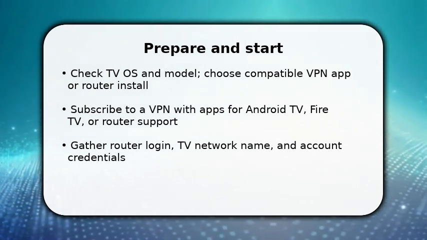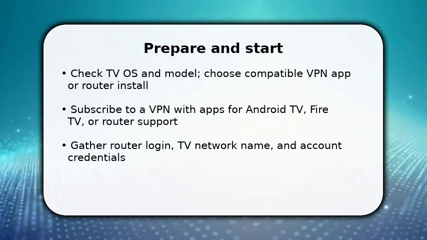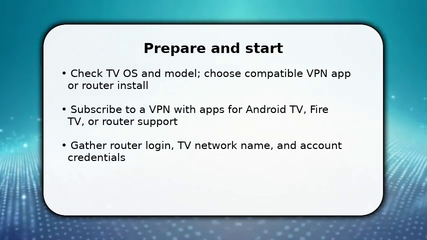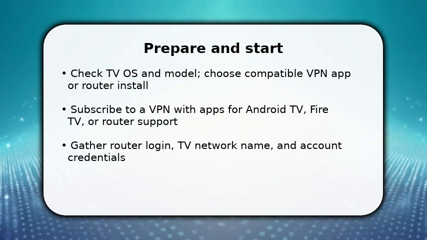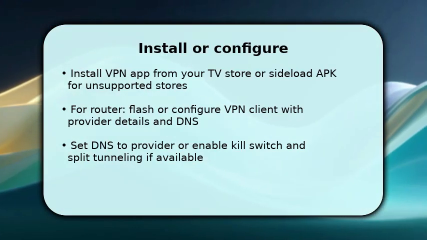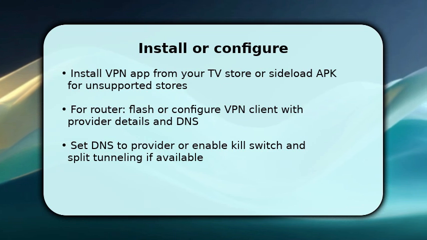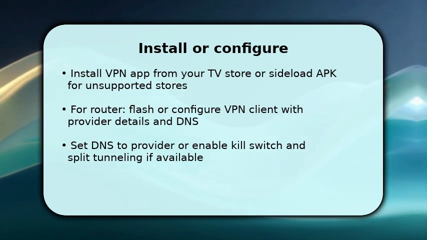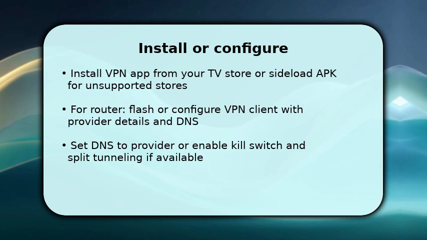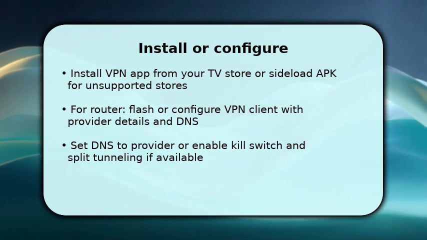Once done, connect the TV to the same network the router uses, and keep your router admin login handy for the next step. You now install or configure the VPN. If your TV store has the app, download and log in. If not, sideload the APK using USB or ADB, making sure to allow unknown sources.